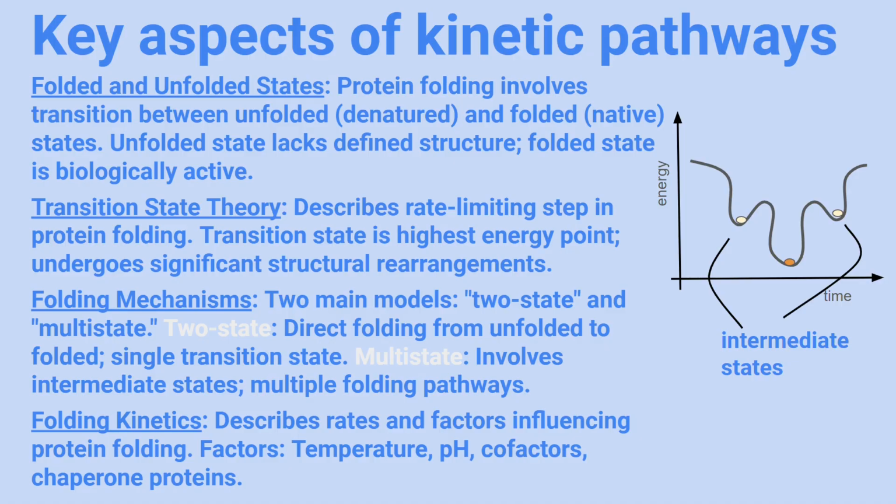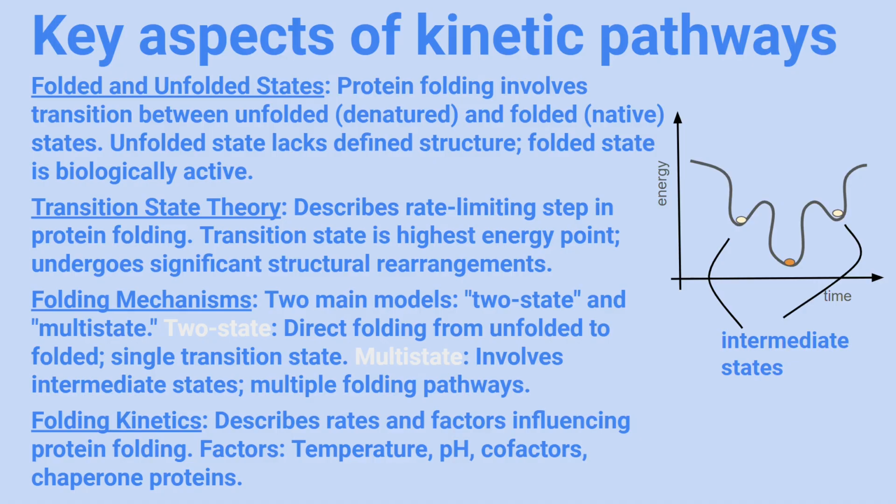As well, we need to study folding mechanisms. Protein folding mechanisms describe the sequence of events and structural changes that occur during folding. The two main folding mechanisms observed in proteins are the two-state and multi-state folding models. In the two-state model, the protein folds directly from the unfolded to the folded state without populating detectable intermediates. This model suggests a single rate-limiting transition state.